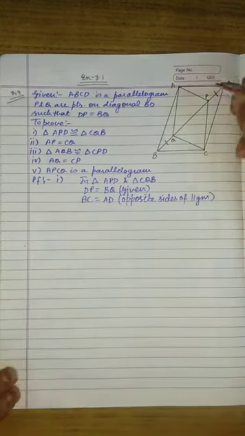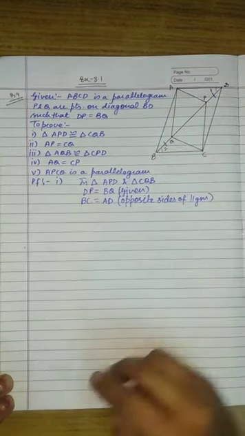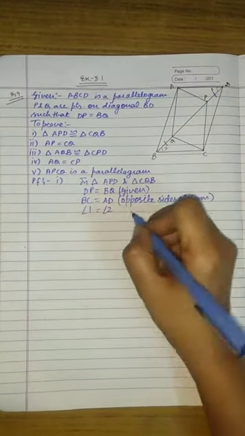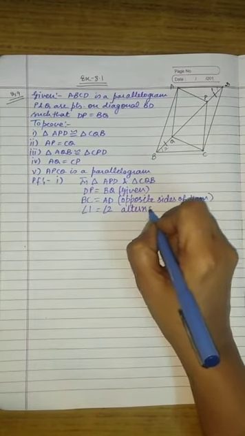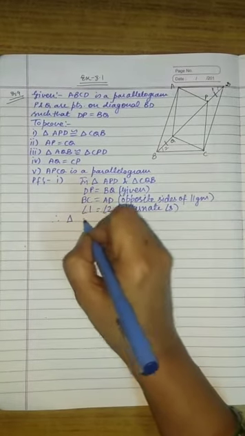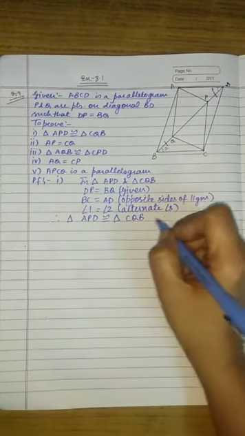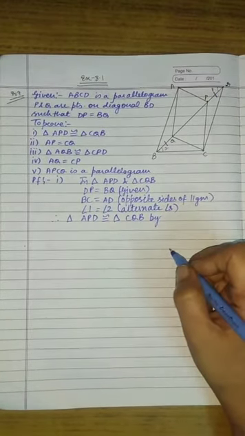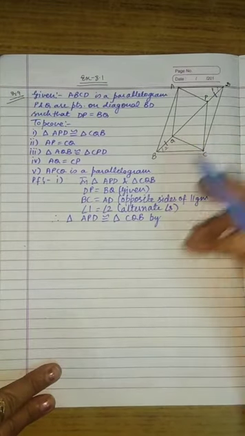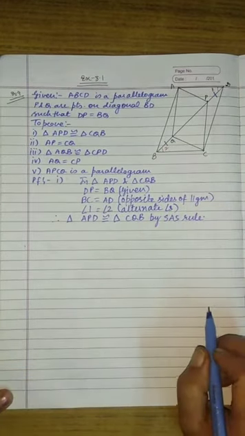So we will mark here angle 1 is equal to angle 2, alternate angles, because ABCD is a parallelogram. Therefore, triangle APD is congruent to triangle CQB by which rule? By side angle side, SAS rule. Now first part is proved.